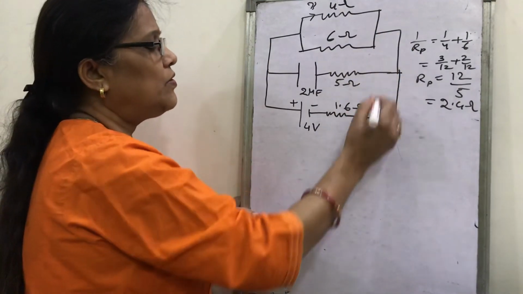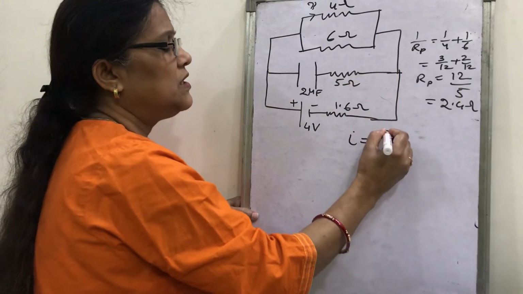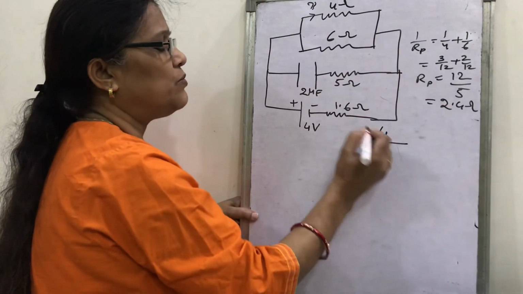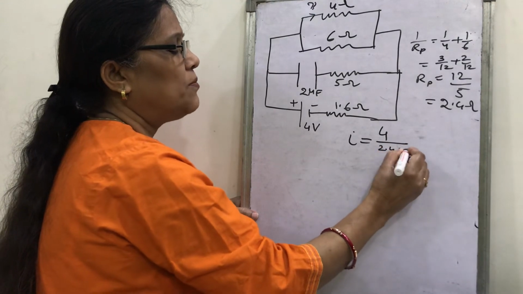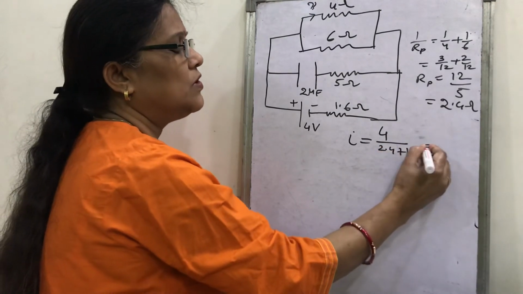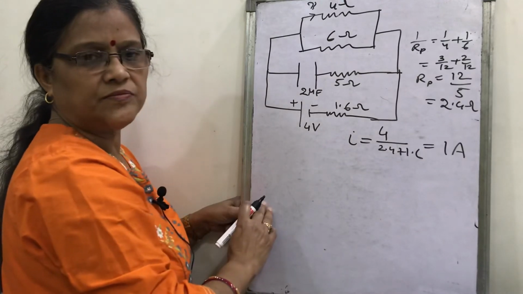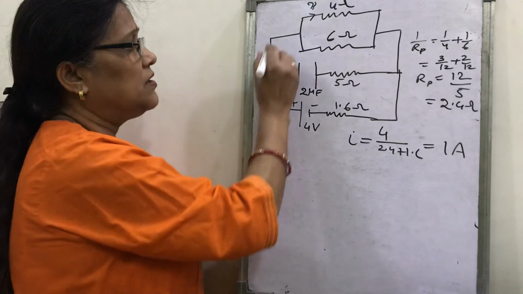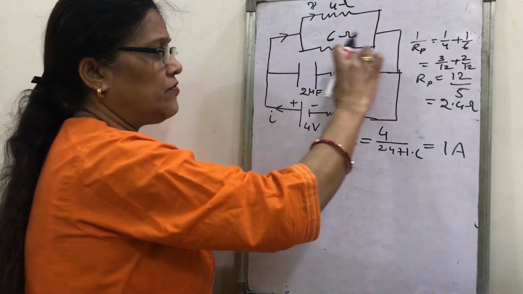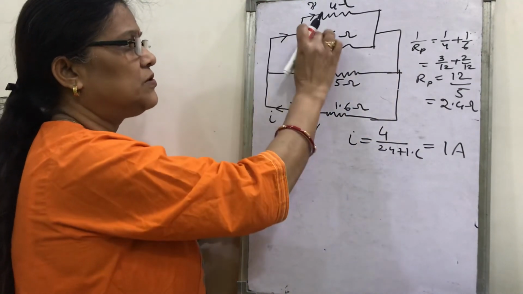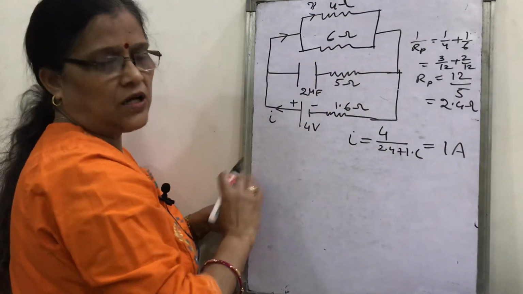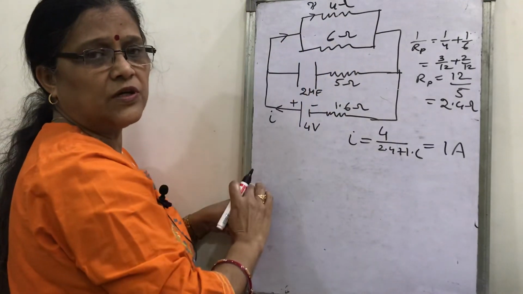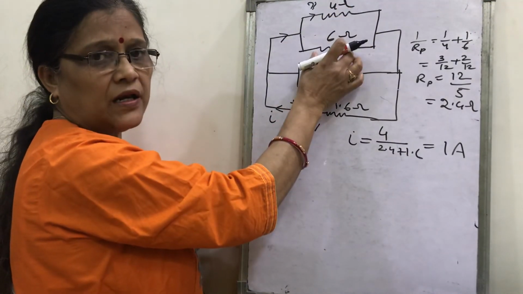Now 2.4 ohm, so current from the cell. What is this? EMF, that is 4 volt upon net resistance 2.4 plus 1.6. How much? 4. Then current will be 1 ampere. This 1 ampere is current flowing from here. And this 1 ampere, the current will not flow in this branch. The whole current will go through this 4 and 6. Now, you have to divide 1 ampere current in 4 and 6 ohm. How are they connected in parallel?